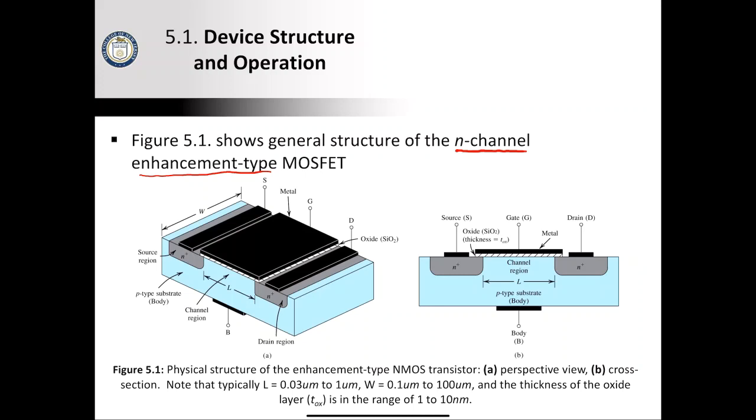For the N-channel, we have a P-type substrate, which is essentially just the body of the MOSFET, a big piece of P-type doped semiconductor. We have two wells that are dug into it and filled with the opposite type, N-type doped semiconductor material.